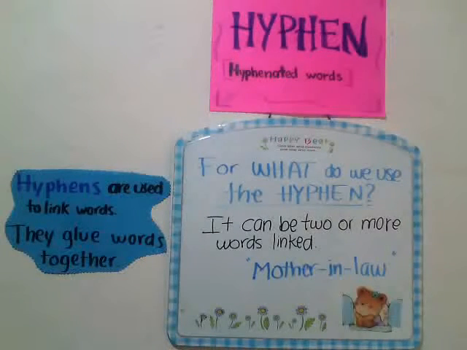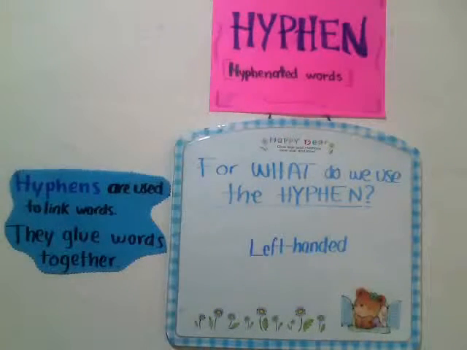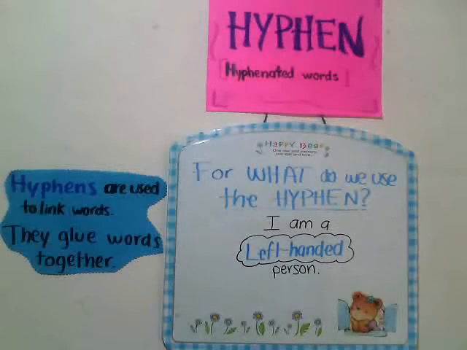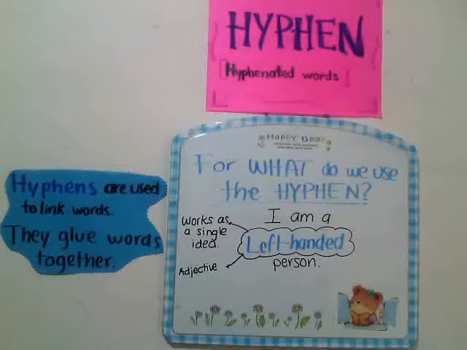Another example will be left-handed. Left-handed in a sentence will be: I am a left-handed person. In this case, left-handed is working as a single idea, and it is also an adjective.